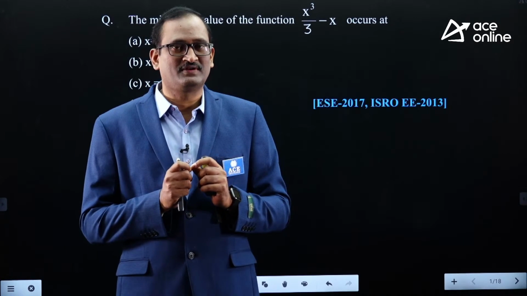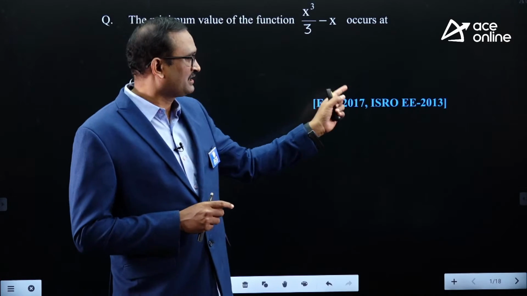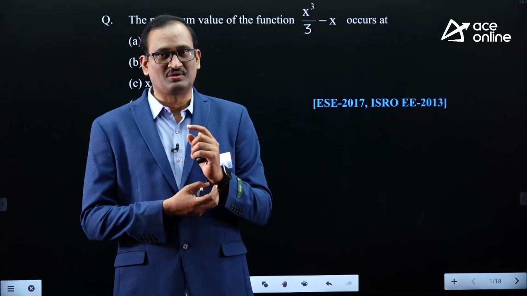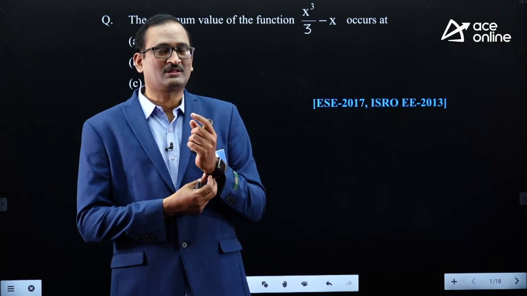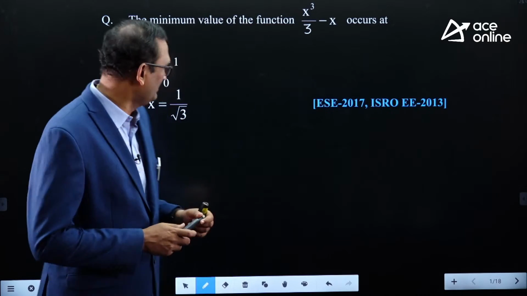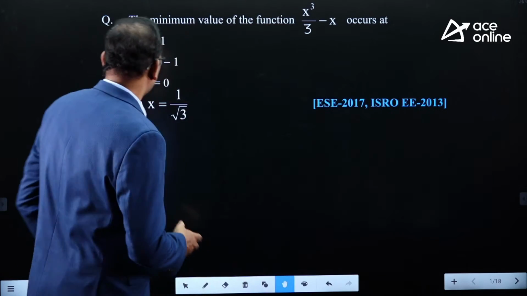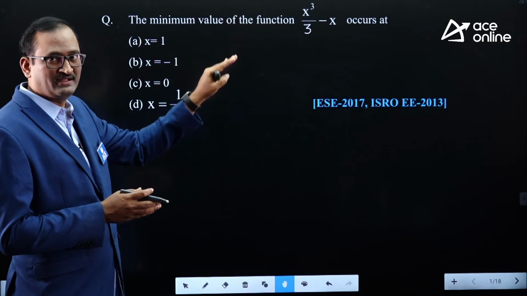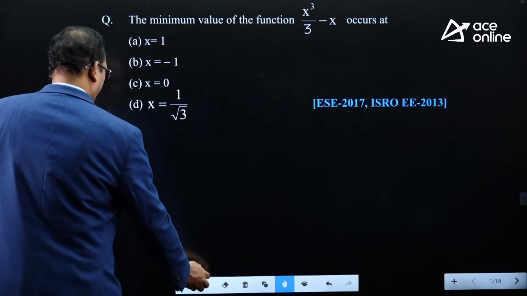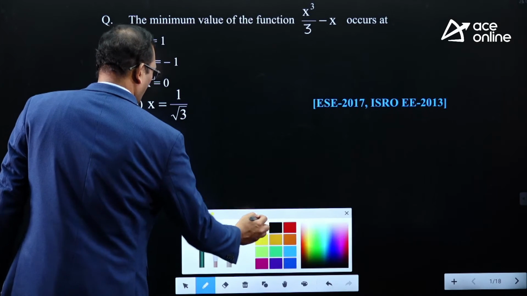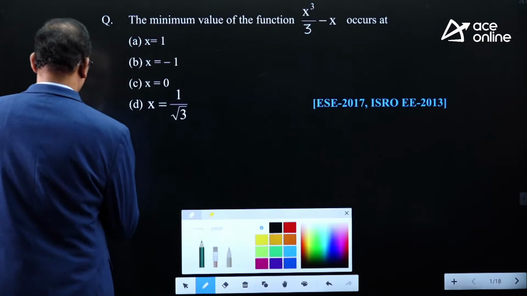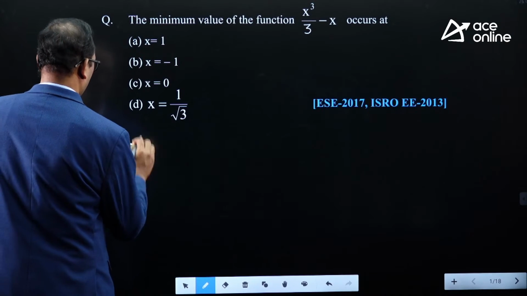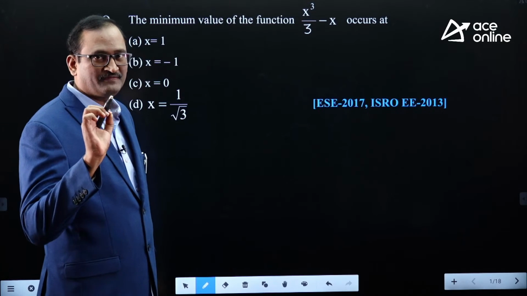Please do remember everyone, most of ESE and ISRO questions are to be answered within 60 to 65 seconds only, because the average time to solve the problem is within 1 minute only, maximum 65 seconds. So we can also solve within less than 1 minute only, but I want to explain everything in detail. The given function, let it be f of x.